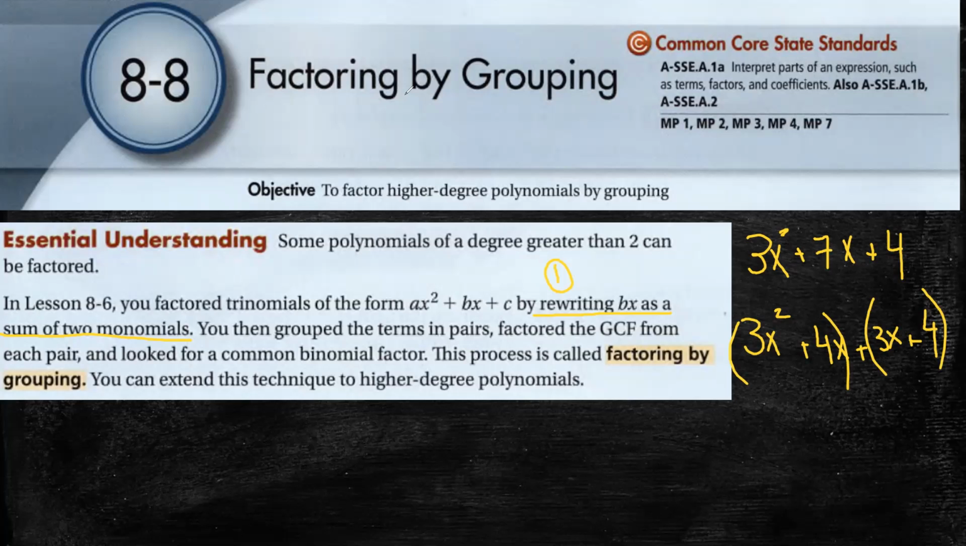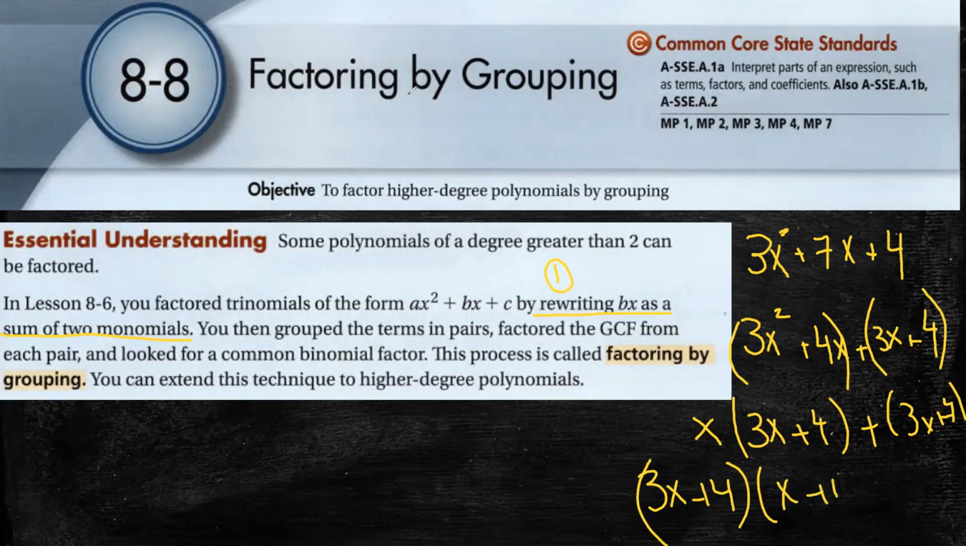Then what did we say? We say let's put x outside here. Then we have 3x plus 4, plus 3x plus 4. We find the GCF here. After that, we find the common factor times x plus 1.